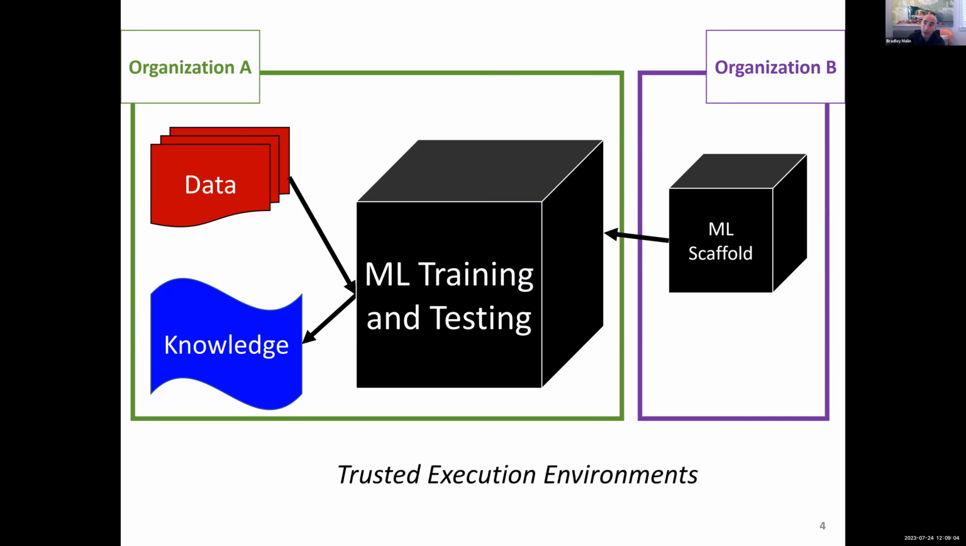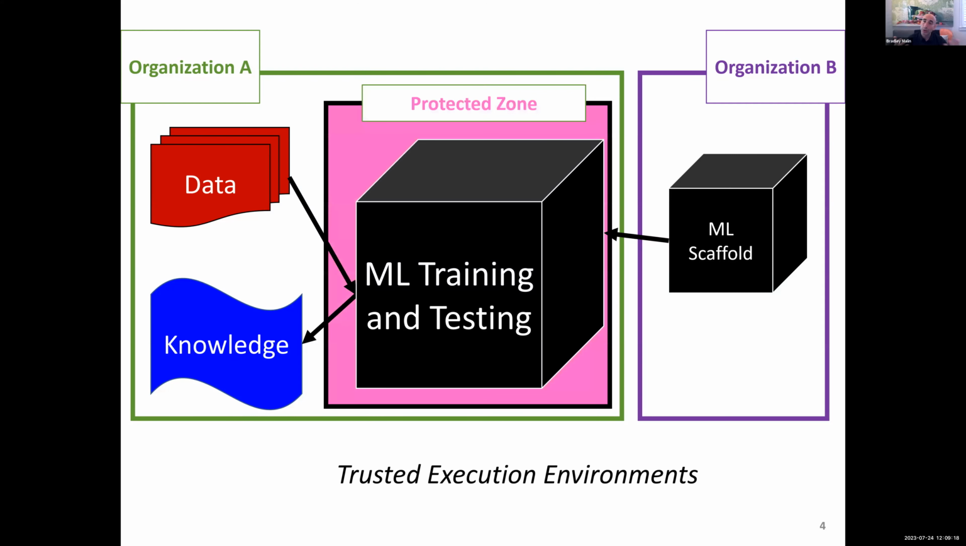Where this is also starting to go is the notion of trusted computing environments. So what do I mean? This is very similar to what I was just talking about. You've got two organizations, one with data, one with an ML model that they're trying to learn. And then what you do is you create some type of a protected zone on somebody's server. Okay. Now, what do I mean by a protected zone?